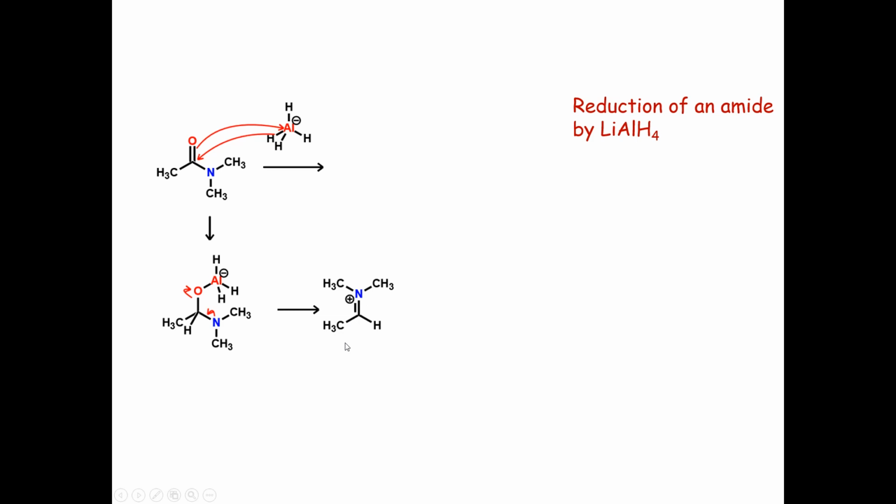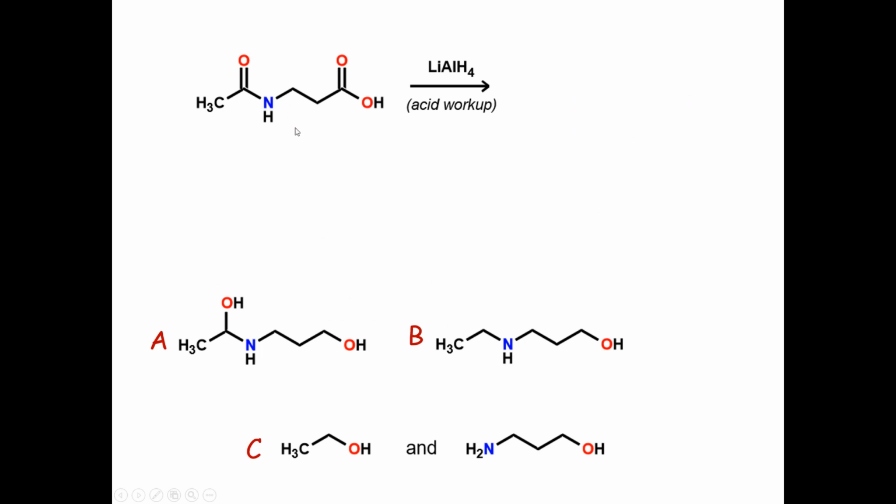Now this, of course, is very susceptible to reduction. It's a cation after all. So another mole of hydride comes in, followed by water, and it takes this down to an amine. So what do amides give? They give an amine. So let's go back to this problem.